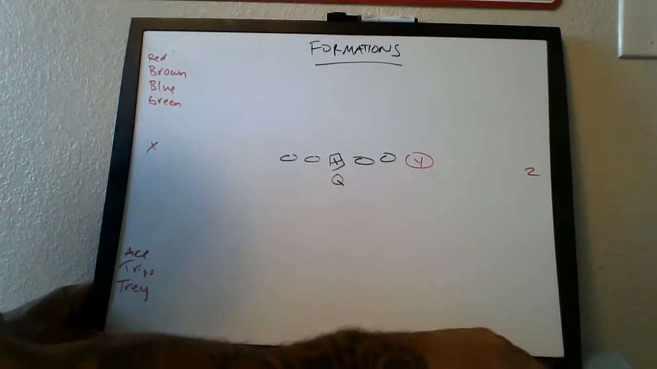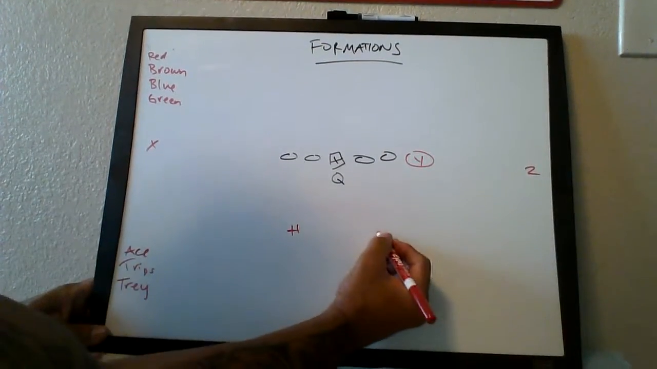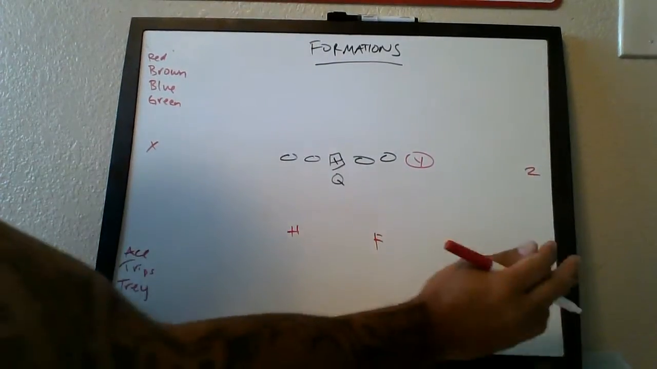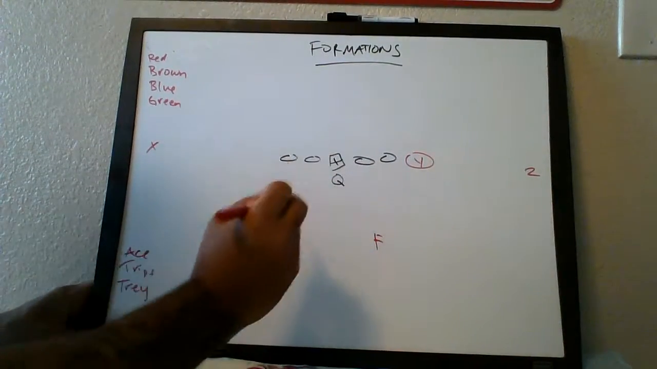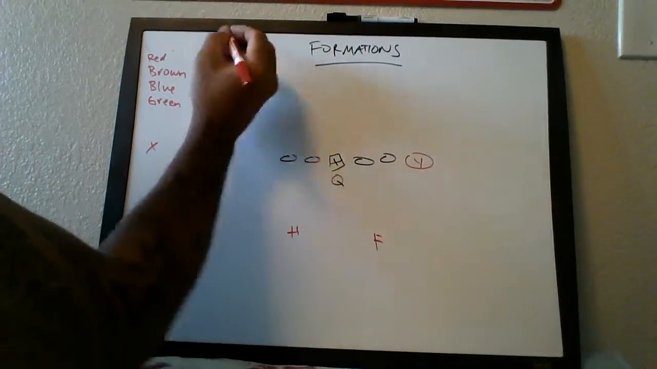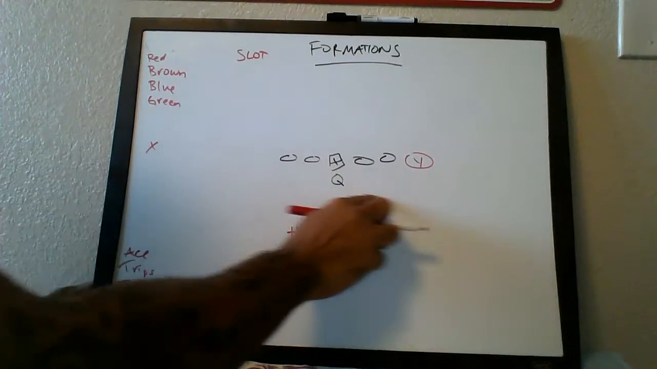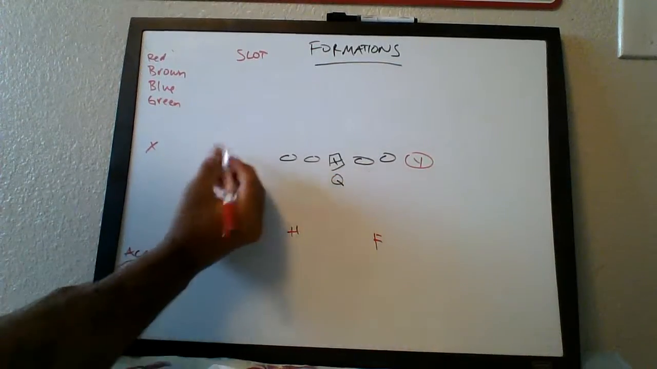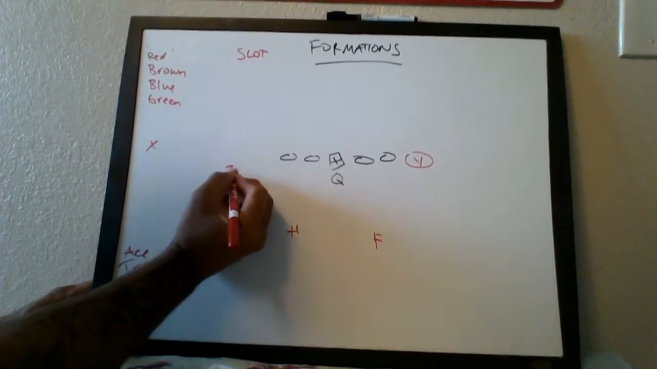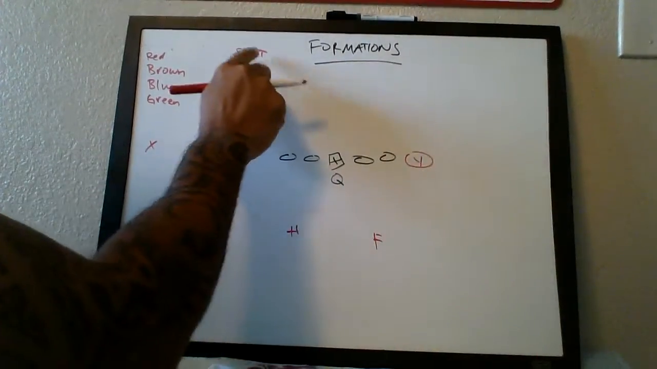We're going to do a couple of things from the red formation. It looks like this. If I call a red right slot, that Z is now going to line up opposite of the tight end. This is the only time the Z will move in the slot position. It's the only time is if I call slot.